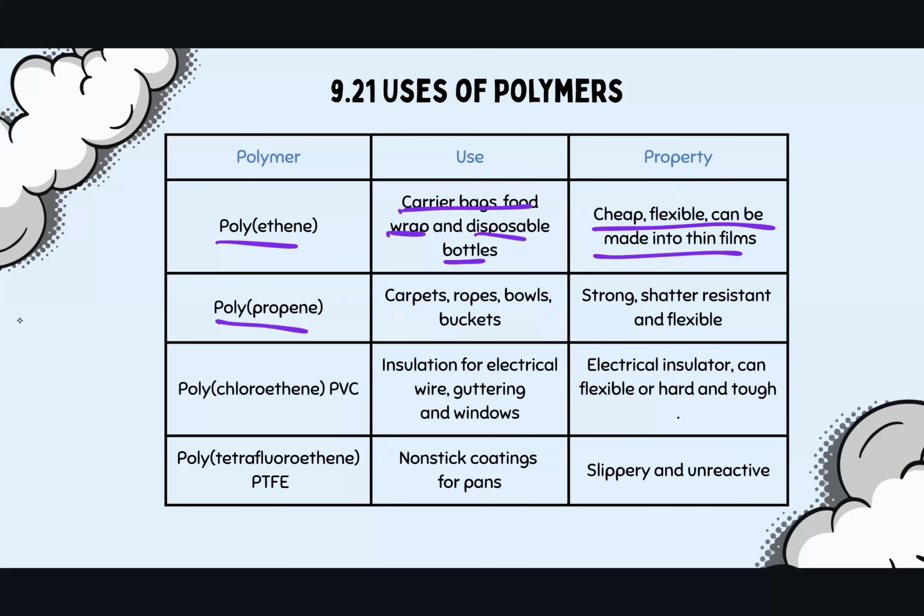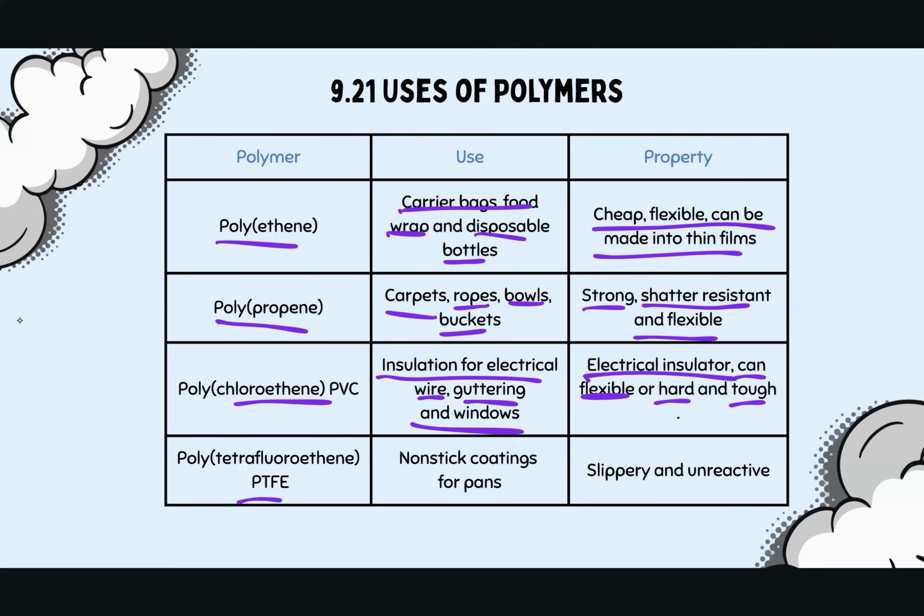Polypropene. So all of these initially they come from crude oil. So when we crack things, we end up with alkenes. Then the alkenes can be used to make polymers. So polypropene can be used for carpets, ropes, bowls, buckets. They're strong, they're shatter resistant, and they're flexible. PVC, we can use for the insulation of electrical wire, guttering, and we can use it for double glazed windows. Now the electrical insulators, they can be flexible or hard and tough.